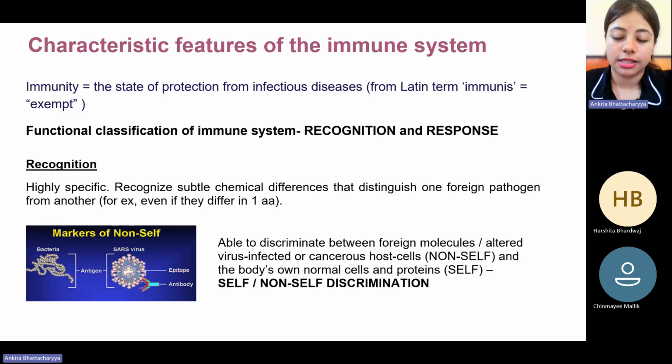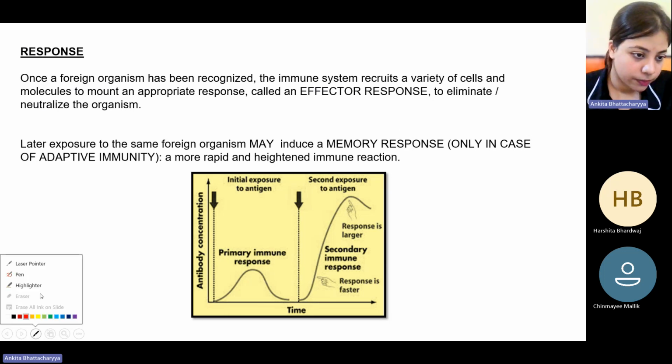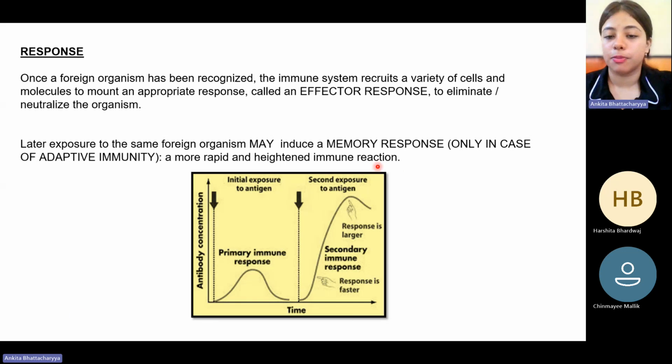After non-self recognition, we discussed how a response comes in two stages, starting off with an initial or primary response when there is an initial exposure to an antigen, followed by a rapid and heightened response in the second case, which is a memory response, because the immune system retains a memory of the first infection and therefore can respond much more quickly the next time around.